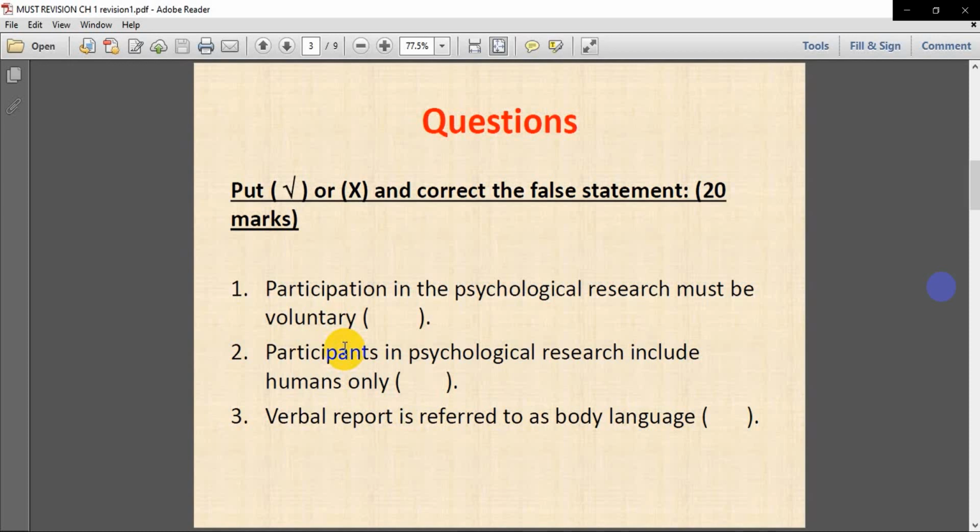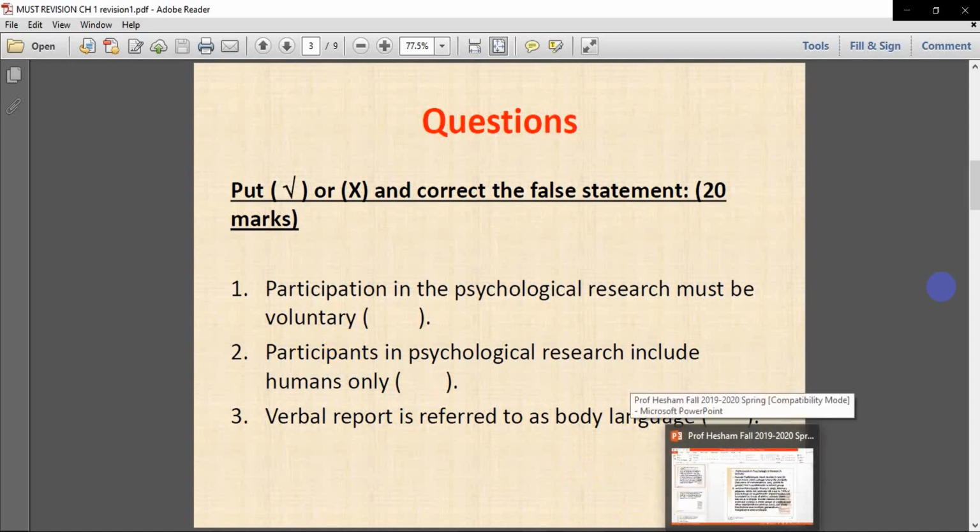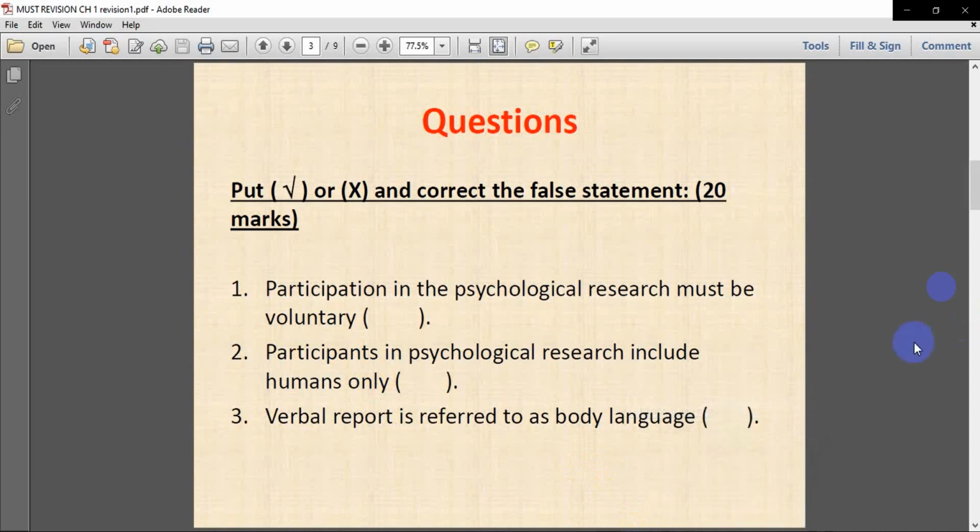The next question: verbal report is referred to as body language. Now I will check our slides. And you have to remember, verbal report is not referred to as body language.